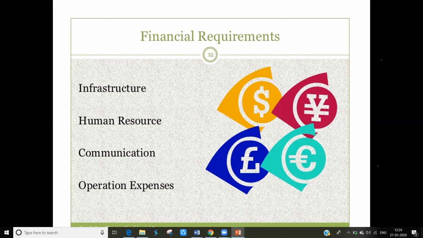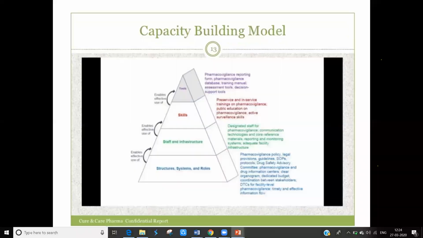For communications, as I told, internet or telephone should be there. Operational expenses should also be covered for daily operations, especially printing, for which you need paper and such things. In the same way, pharmacovigilance centers need all these kinds of support.